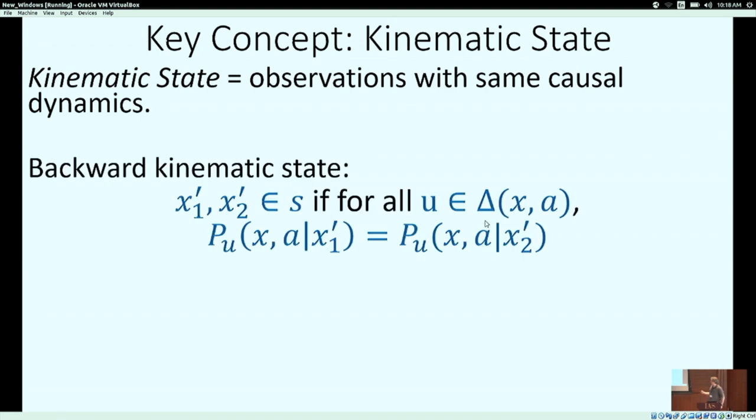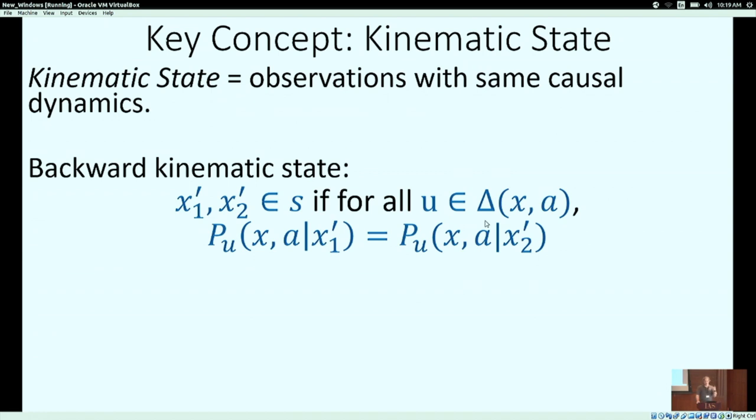There are actually two kinds of kinematic state: backward and forward. For backward, you have a next state observation one and a next state observation two. If for all distributions over the previous observation and action, the probability, using Bayes' law on the transition dynamic structure, of X and A given X prime is the same. Okay, that's a little bit hard to swallow.